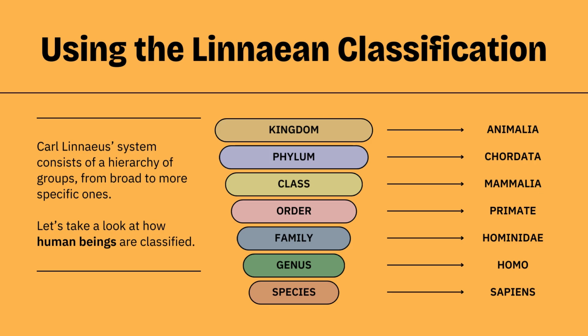Let's take a look at how human beings are classified. According to his system, human beings would belong to the kingdom Animalia, phylum Chordata since they possess a spinal cord, class Mammalia since humans possess mammary glands to feed their young ones, order Primates since they have large brains compared to other mammals, family Hominidae as they are erect bipedal primate mammals, genus Homo, and species sapiens. Homo sapiens is Latin for the wise human, or the clever human.